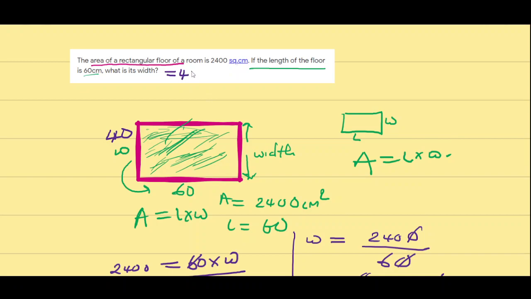So our answer here is 40 centimeters. A very nice problem. Mostly we made use of the fact that the area is equal to the width times the length, and we just plugged in the details in the formula. Now let's see what the next problem has to offer us.